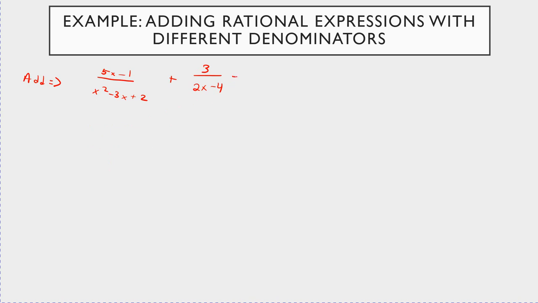All right, so the first thing I'm going to do is factor the denominators. This is going to help me build the LCD here. Okay, so the numerator is 5x minus 1 all over. All right, so what two numbers multiply to positive 2, sum to negative 3? Well, that's just x minus 1 times x minus 2. Plus, I'm going to factor out a 2 here.